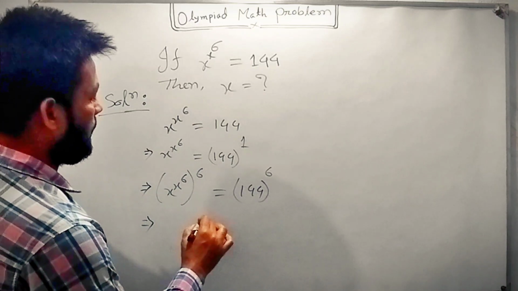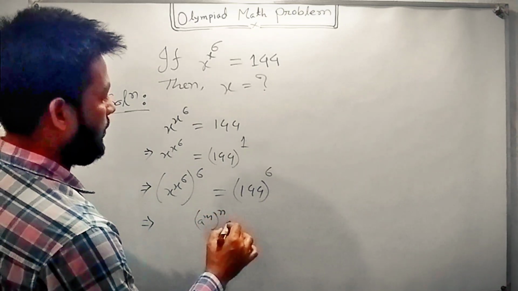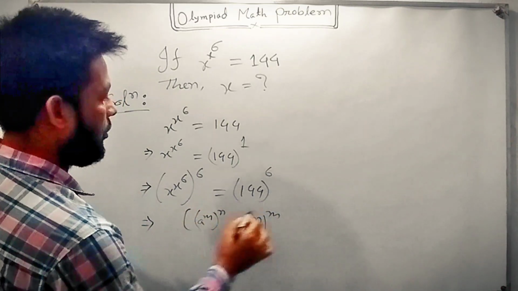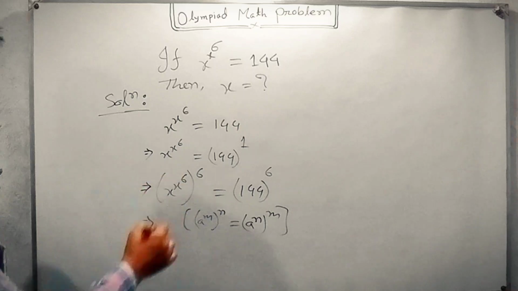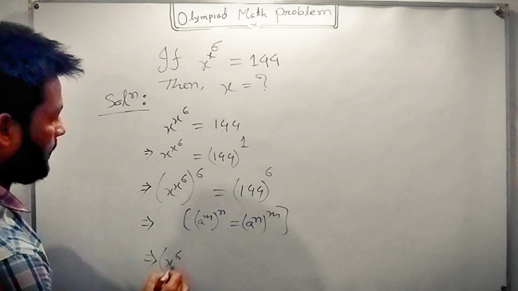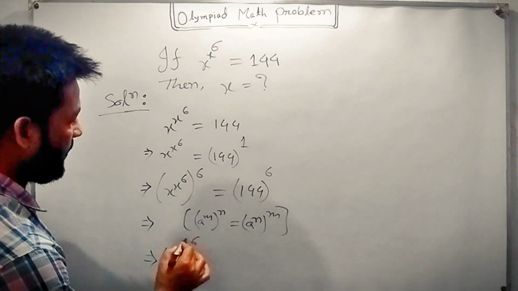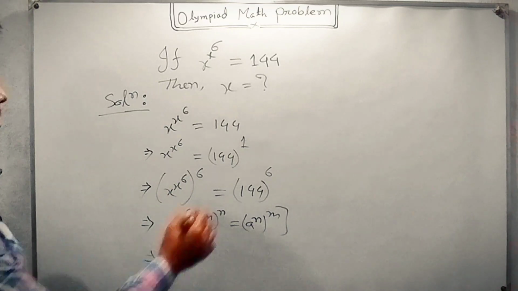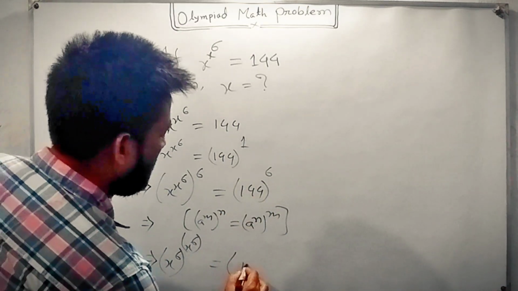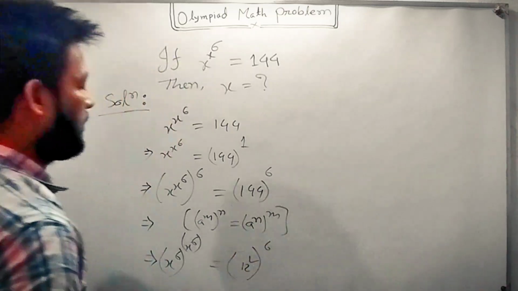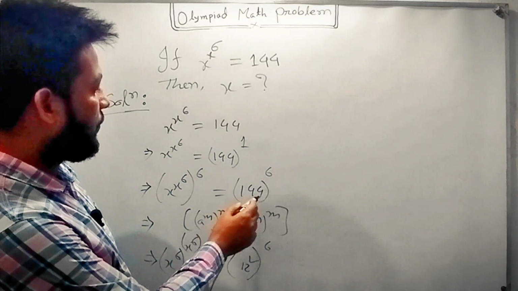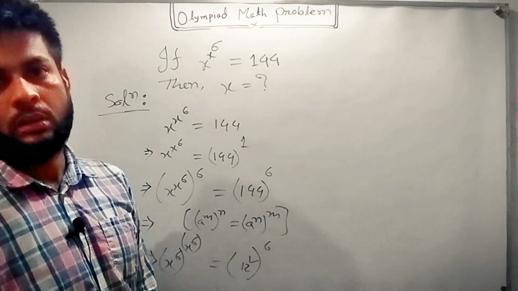That a power m, whole power n, equals a power mn. This is the formula of indices. According to this formula, we'll write these terms, x power x and x power x. And we can write inside 12 square, whole power x, because if we multiply 12 and 12 it makes 144, and we may write 12 square.